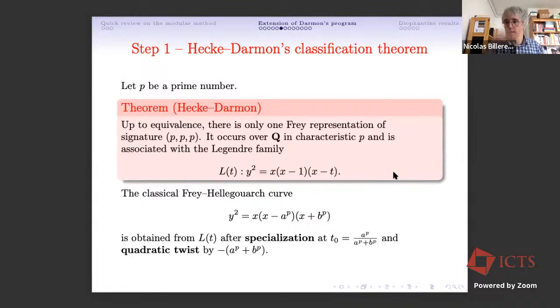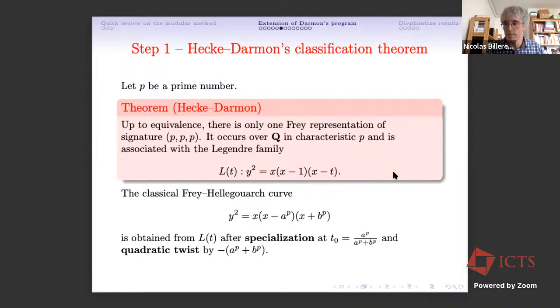But there turned out to be a surprising link between Darmon's construction in signature PPR, and so we could just use this construction that was using hyperelliptic curves to show that Kraus's hyperelliptic curves arise by specialization and twisting from just a modification of these constructions in signature PPR. So it's a bit surprising, but that's how it works.